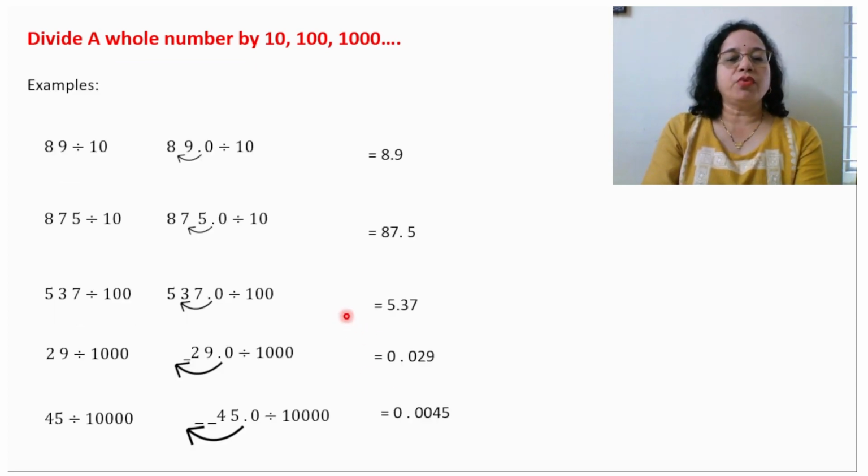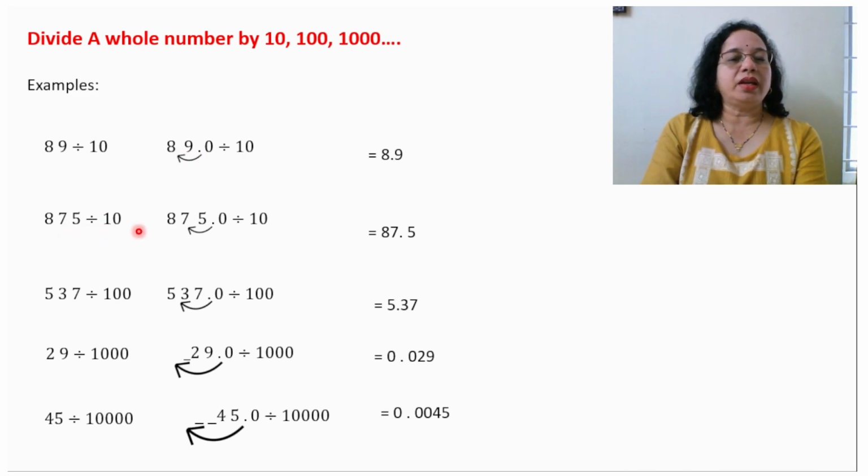So let us take a few examples. So 89 divided by 10. So how can we write this? 89.0 and 10 is there. So one place we will shift to the left hand side. So the answer will be 8.9.